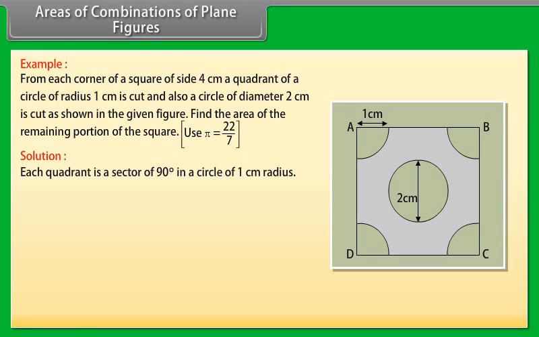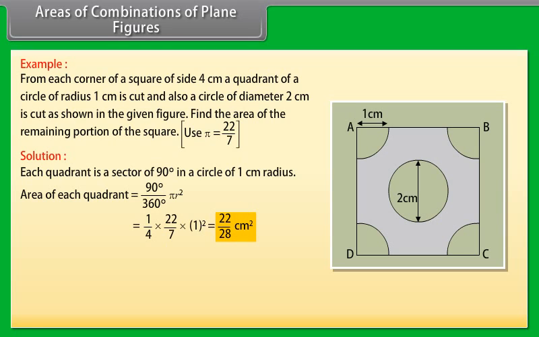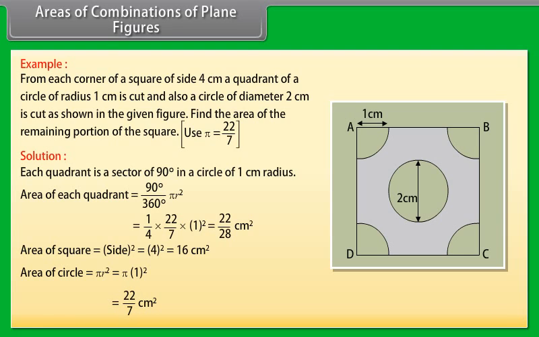Each quadrant is a sector of 90 degree in a circle of 1 cm radius. Area of each quadrant is 90 degrees upon 360 degrees into pi r square, which becomes 22 upon 28 centimeters square. Now, area of square is equal to side square, which equals 4 square, which is equal to 16 centimeters square. Area of circle is equal to pi r square equals pi into 1 square, which is equal to 22 upon 7 centimeters square.